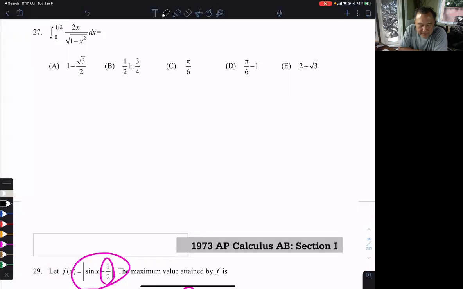1973, number 27. If you look at this, you're kind of stuck. Obviously, there's not a clear antiderivative, and you cannot rewrite this. A lot of times you just try to rewrite it, just use algebra, and there's no way we are able to rewrite this to make it prettier. So you're left with one option, u-sub.